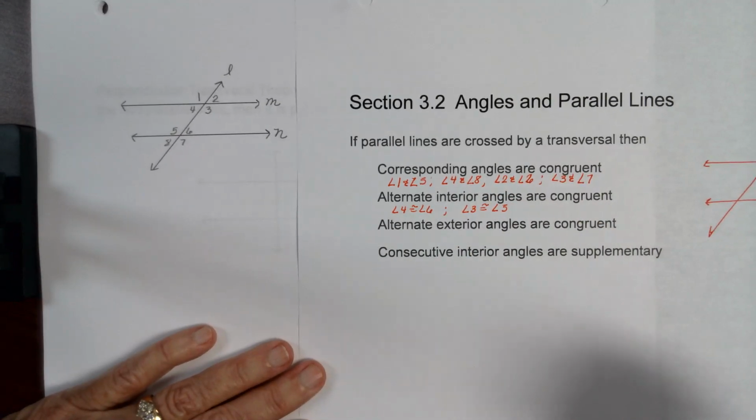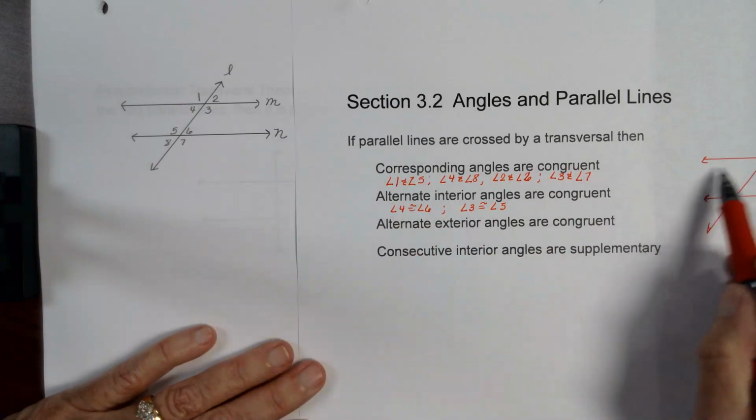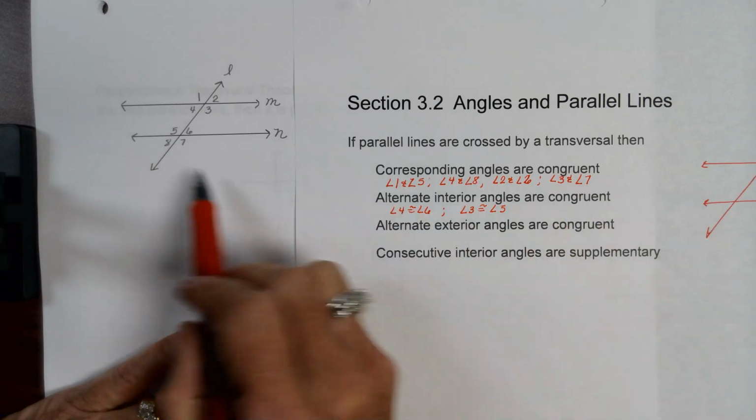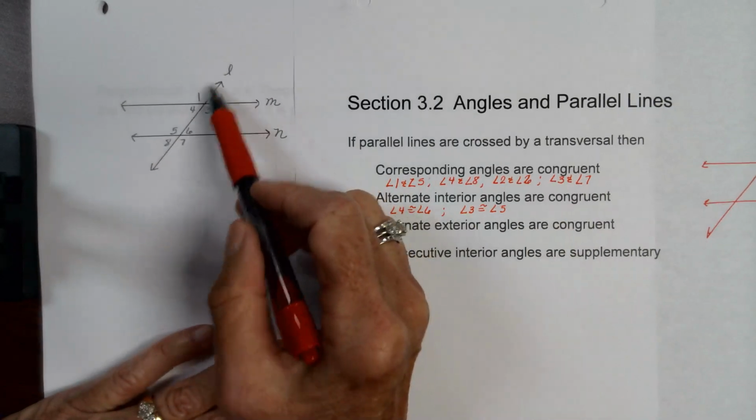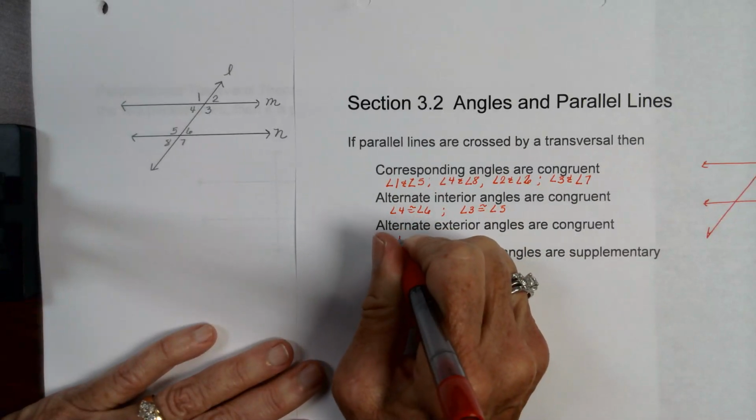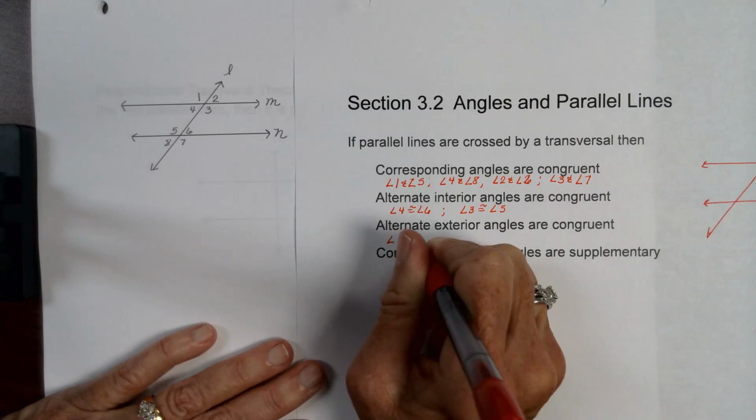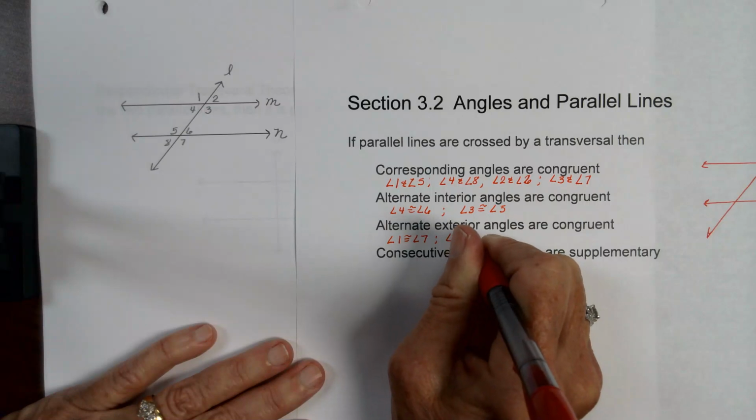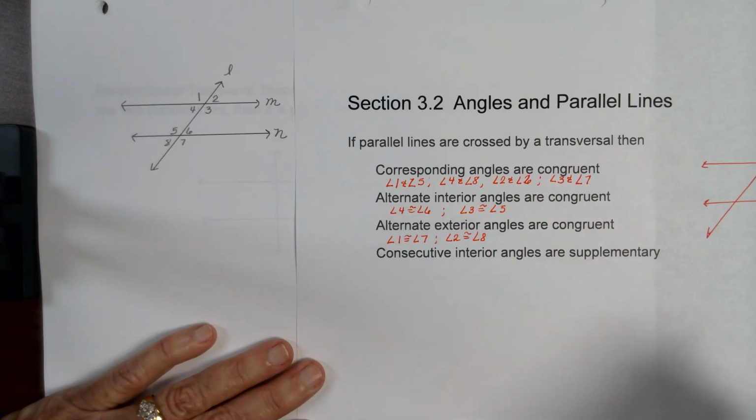Alternate exterior angles are congruent. Now remember, this is only if these two lines are parallel and they're cut by a transversal. So parallel, cut by a transversal. Alternate exterior, angle 1 would be congruent to angle 7. Angle 2 would be congruent to angle 8.